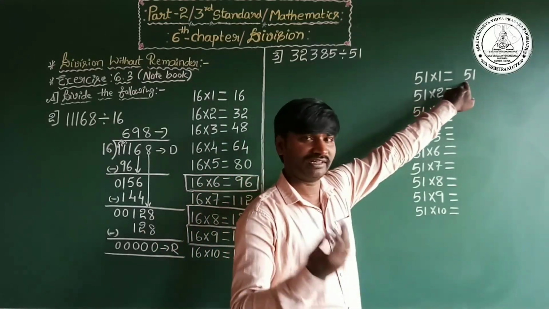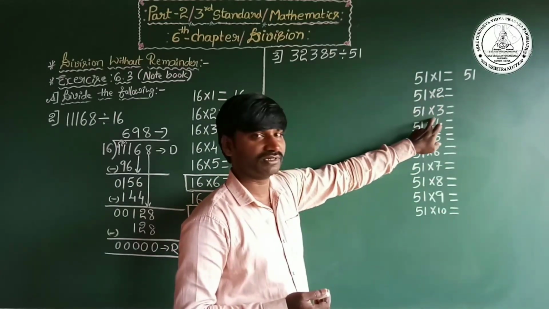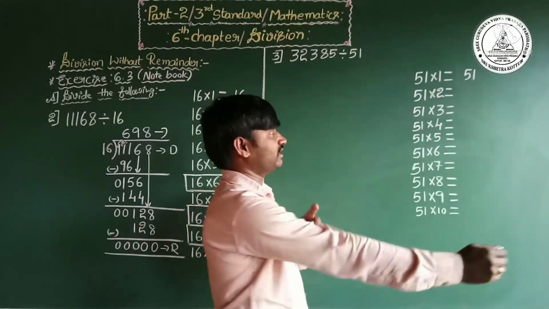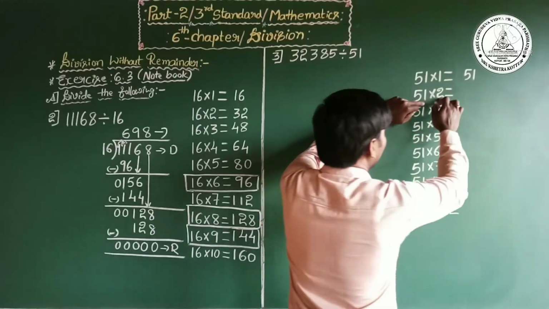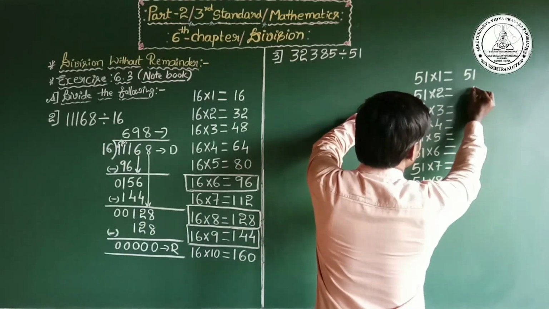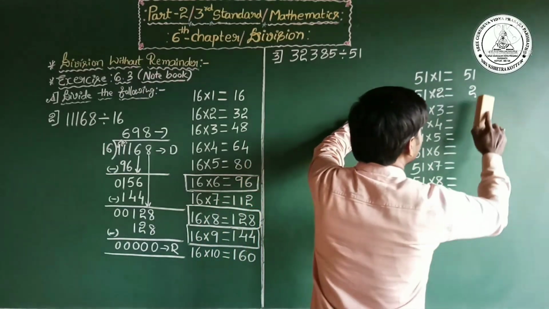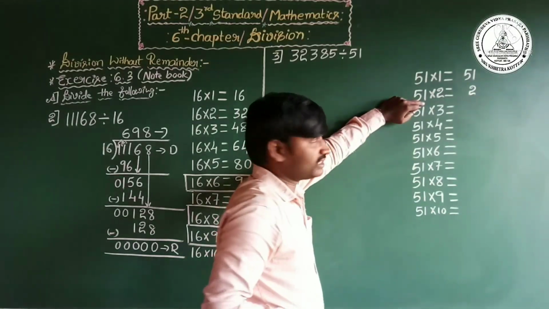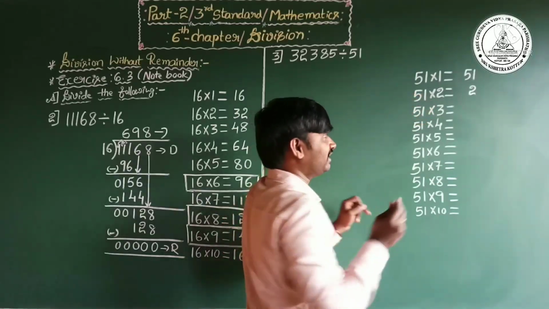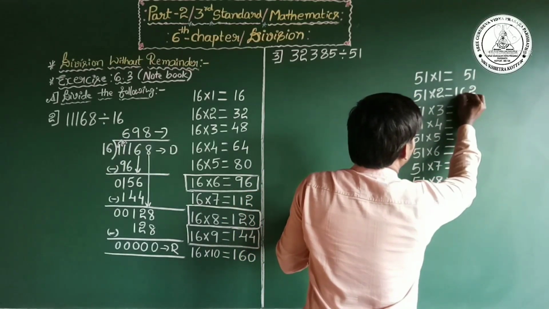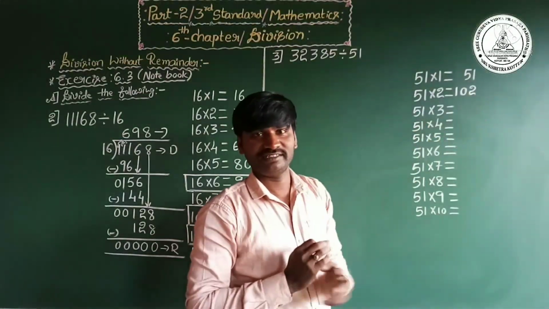51 ones are 51. That's clear. 51 twos are how much? 51 threes how much? How do you find out the table of 51? That is an easy method. You write 2 ones first. 2 ones how much, dear student? 2 ones are 2. You write in the ones place. The next, 2 5s how much? Yes, 2 5s are 10. You write 10 here. It means 51 2s are 102.